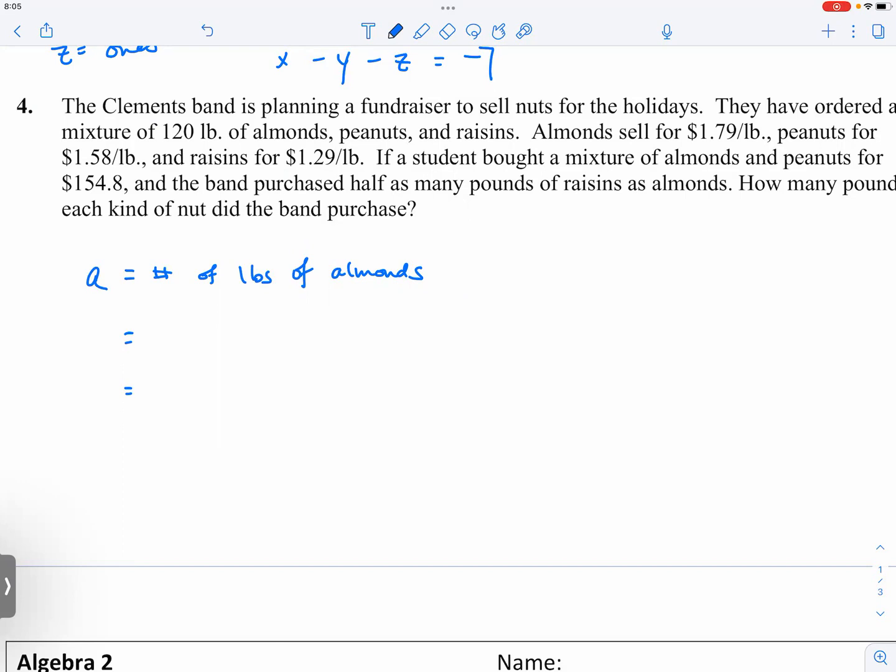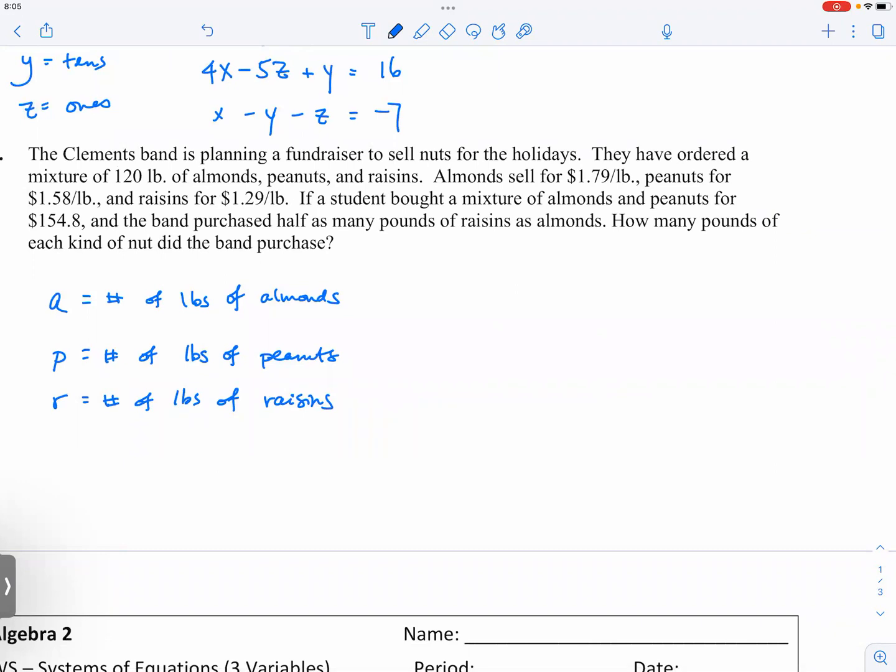And the next variable would be, I'm going to use P for the number of pounds of peanuts. And then we have R for the number of pounds of raisins. So we say what? The first equation would likely be A plus P plus R is equal to 120 pounds.